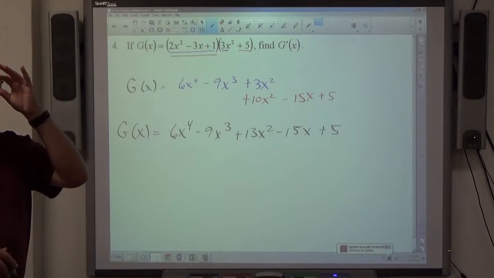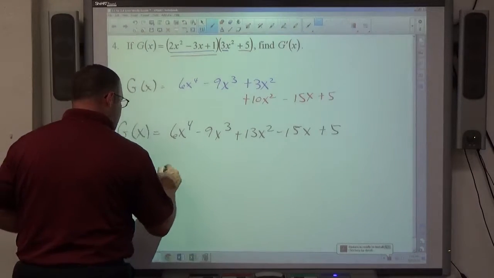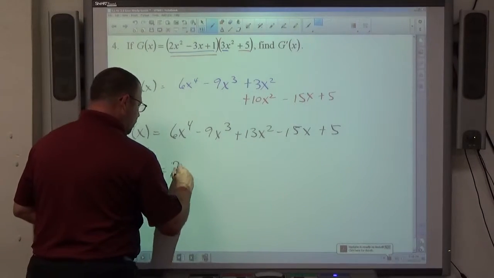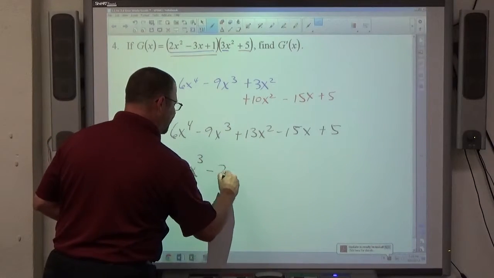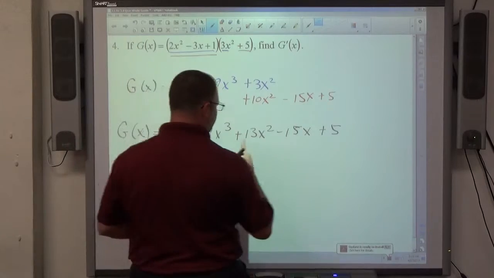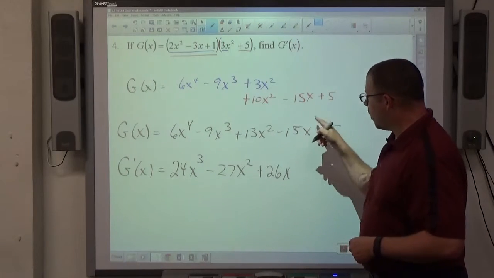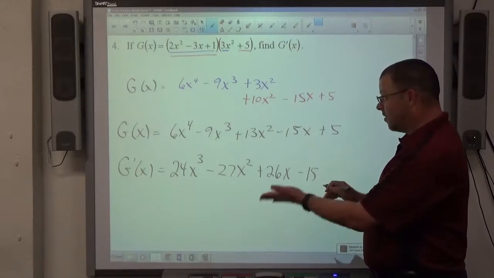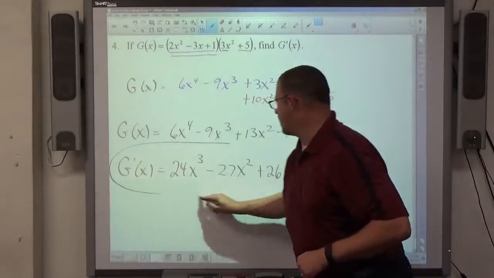X is raised to powers, power rule for each object. So g prime of x, 4 times 6 is 24, reduce the power by 1. Negative 9 times 3 is negative 27, reduce the power by 1. 2 times 13 is positive 26, reduce the power by 1. 1 times negative 15 is negative 15, x to 0 goes away. Derivative of constant is 0. G prime of x equals that expression.